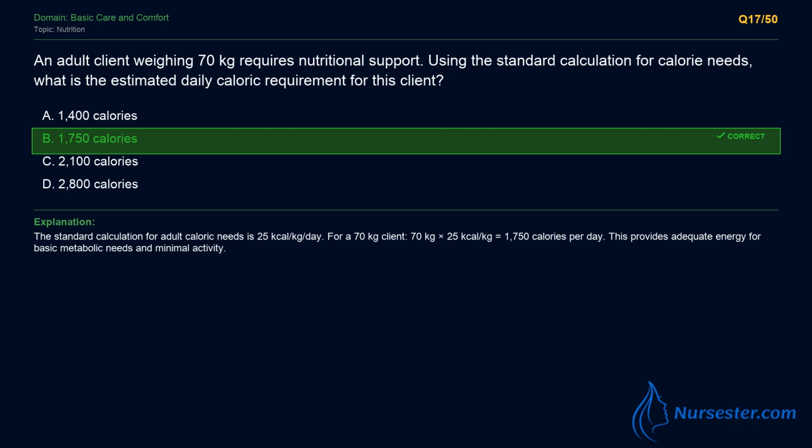The correct answer is B. The standard calculation for adult caloric needs is 25 kilocalories per kilogram per day. For a 70 kilogram client, 70 kilograms times 25 kilocalories per kilogram equals 1,750 calories per day. This provides adequate energy for basic metabolic needs and minimal activity.